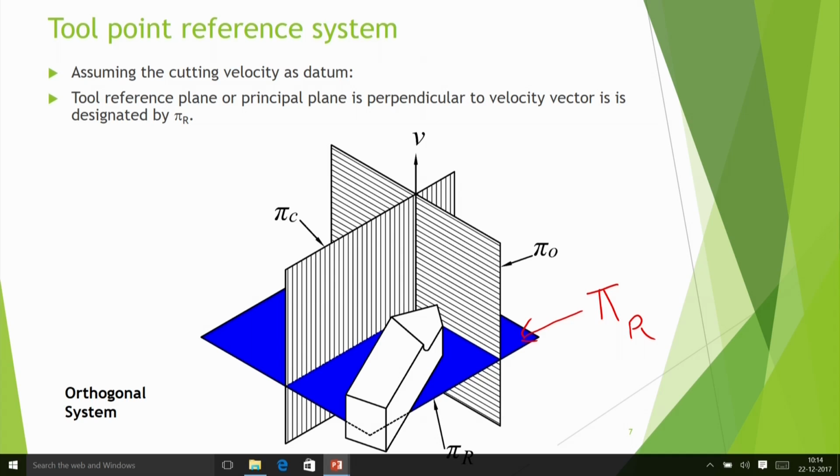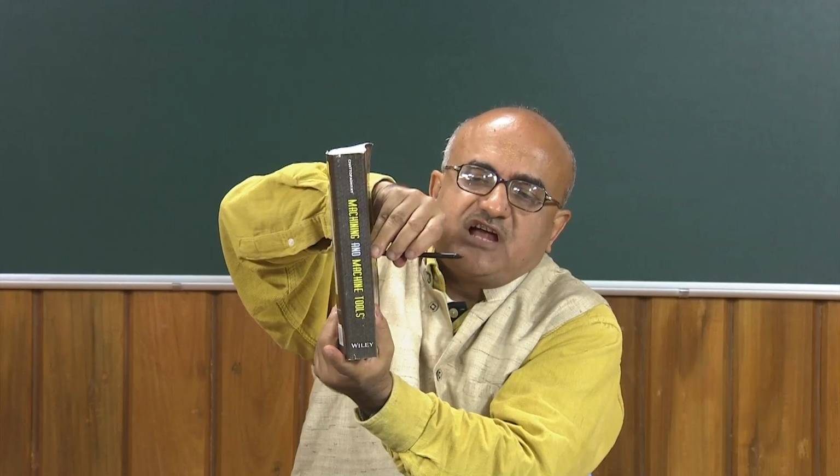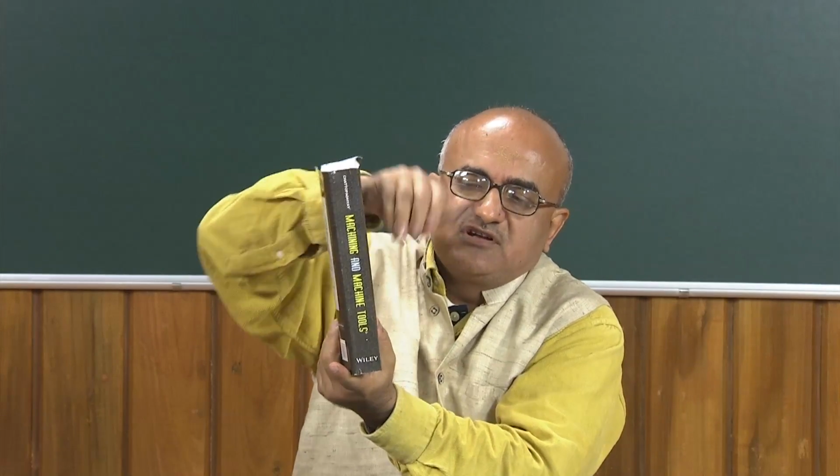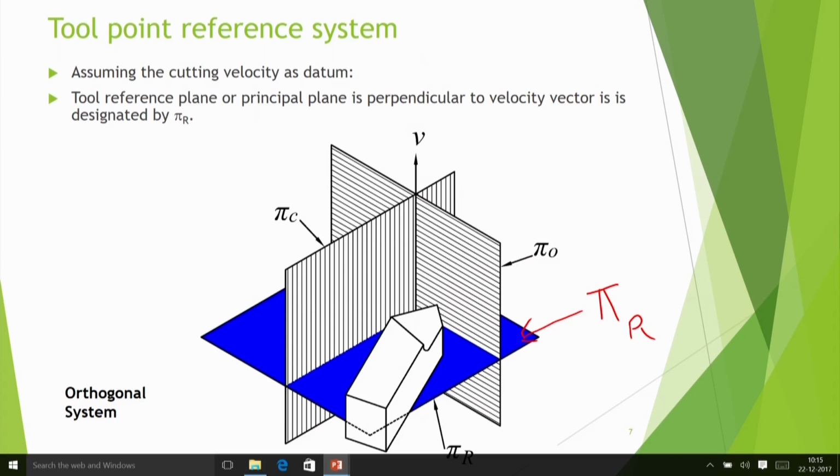Suppose this is the book, and in this you draw a normal to the plane, this one, this is the normal line, then this becomes the designation of the plane. So the cutting velocity is there, perpendicular to that you take a plane, and that you are calling the reference plane.